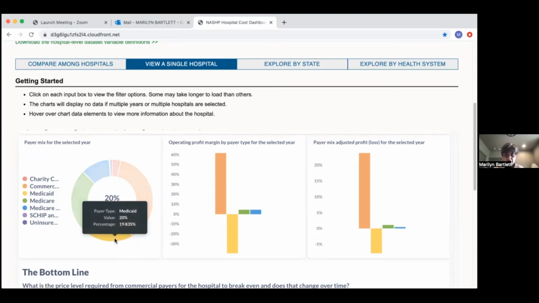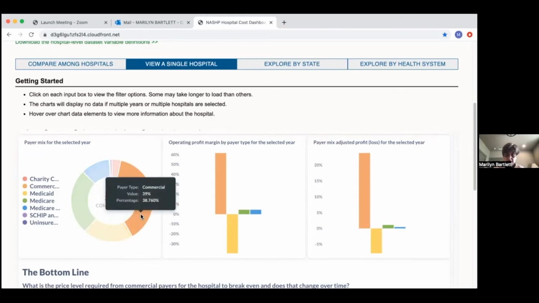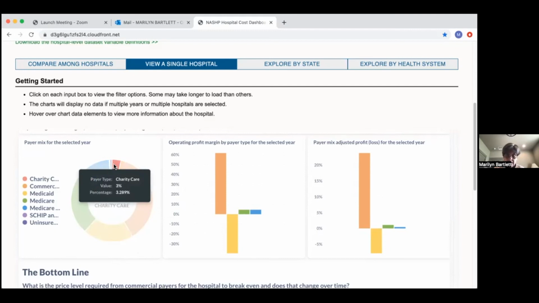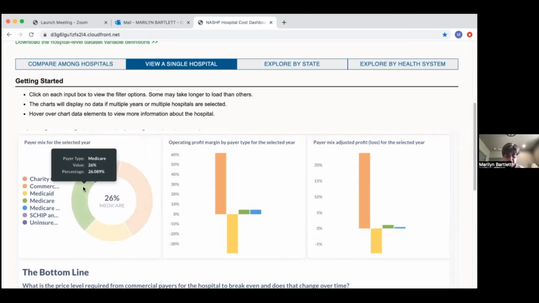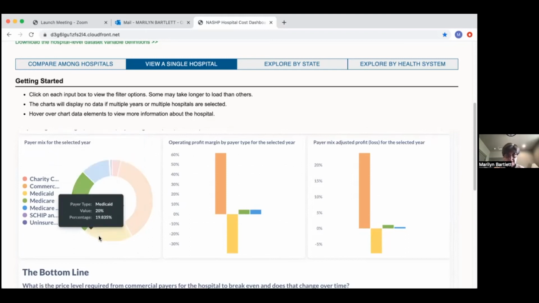And this first chart will tell you the payer mix. This is not by revenue. This is by patient services, and basically the standard measure is off of charges. So we see that 39% of their payer mix is commercial. If we get into these smaller ones, you see charity care is 3%. Uninsured and bad debt is 1%. Then Medicare Advantage, Medicare itself, and Medicaid.